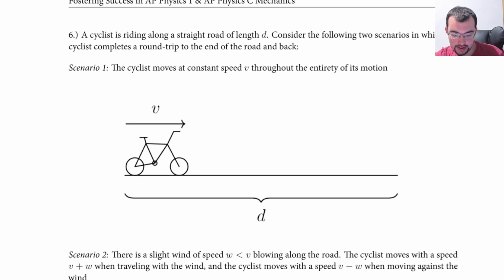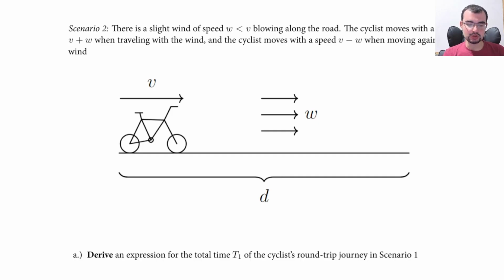All right, so here we have something near and dear to my heart as a cyclist, talking about biking with and without wind. So a cyclist is riding along a long straight road of length d, where they bike to the end of the road, then they come back. So first, we just bike at a speed v. There's no wind, we just go there and back.